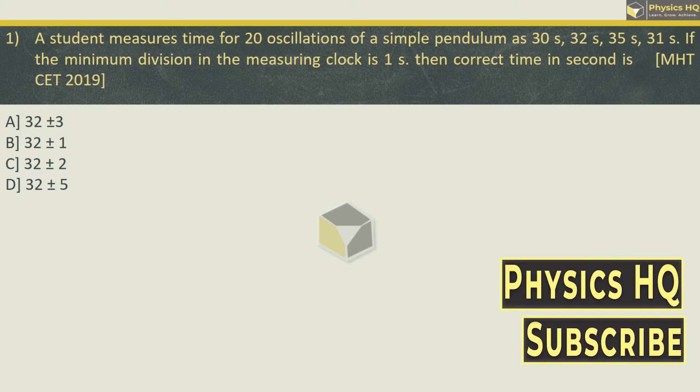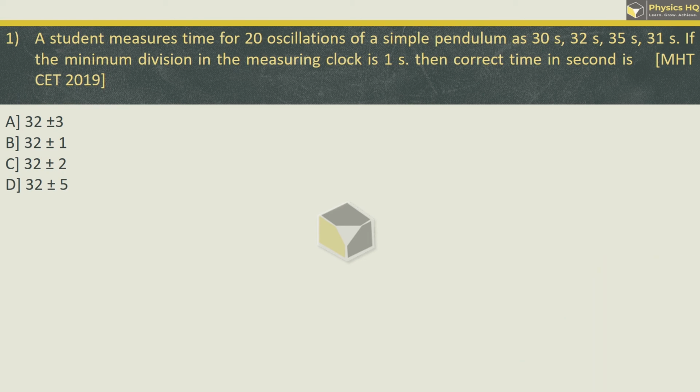A student measures time for 20 oscillations for a simple pendulum as 30 second, 32 second, 35 second and 31 second. If the minimum division in the measuring clock is 1 second, then the correct time in second is how much? Now the first thing that we'll do is we'll find out the most probable value, जिसको हम arithmetic mean से find कर सकते हैं.